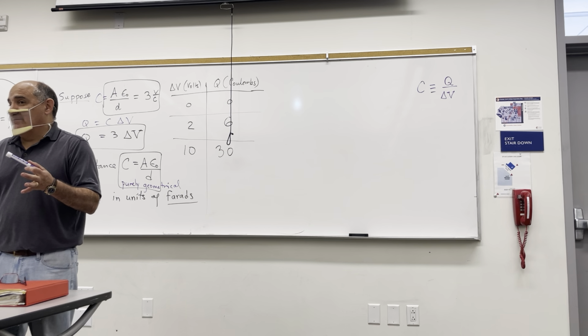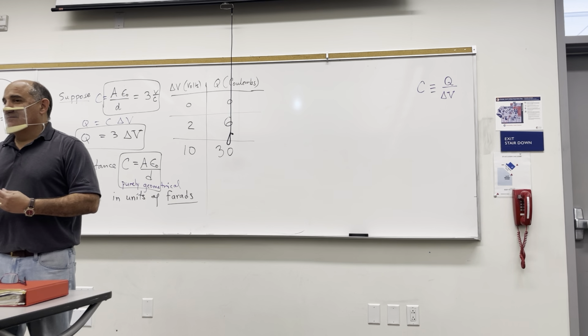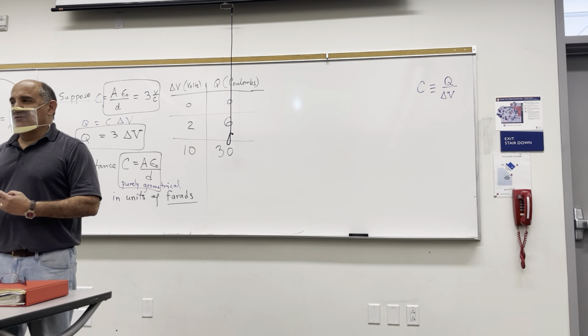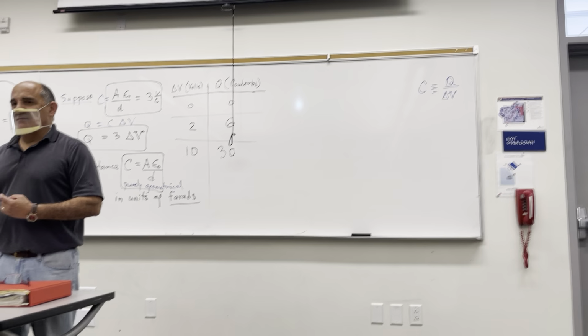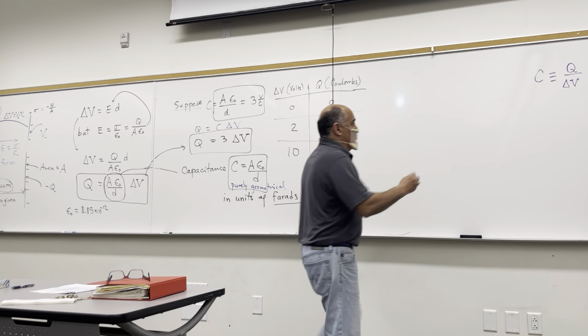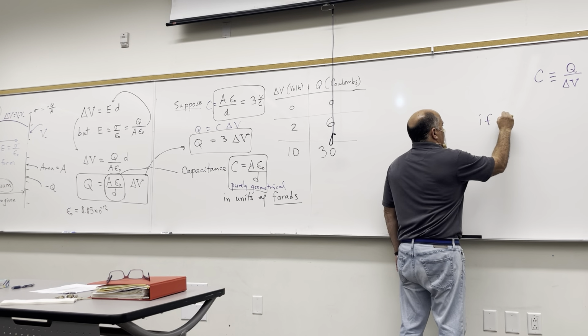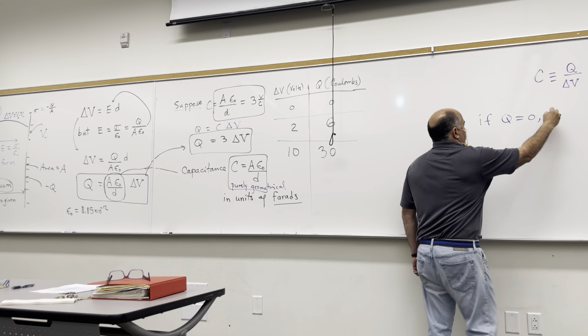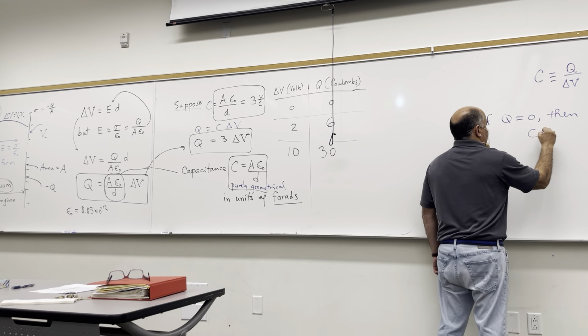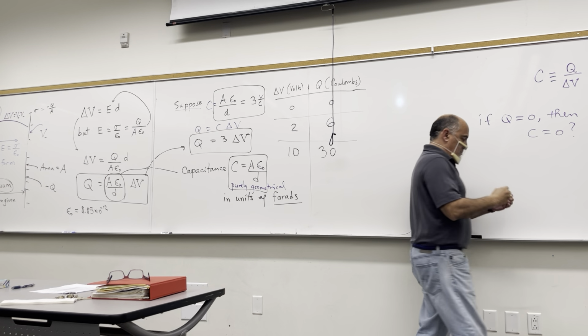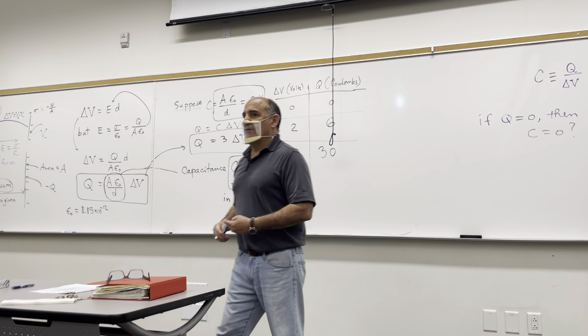So it's a trap. No, you don't see. I mean, is this true? If Q is 0, then C is 0? Is that true? No. How do you know that is true?